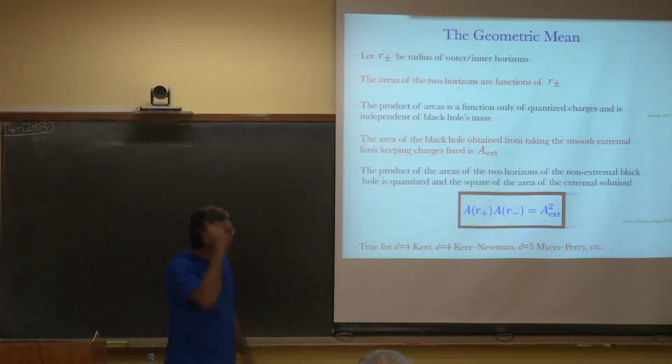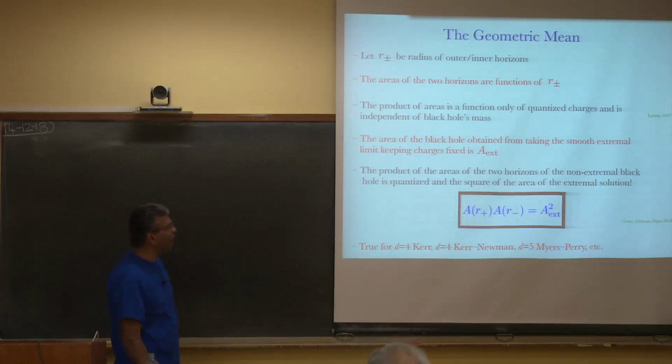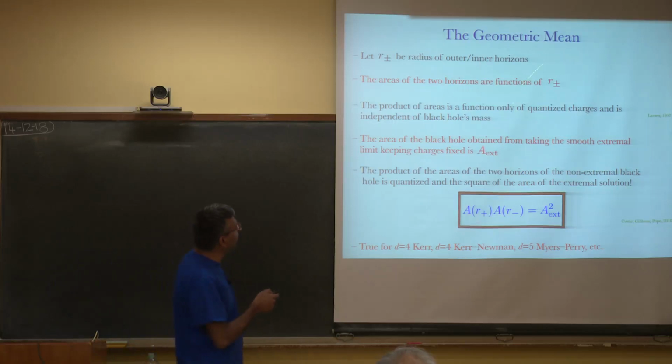Okay, so an observation which was due to Finn, who was here earlier this week, was that if you take the product of the areas, it's a function only of the quantized charges, and it's independent of mass. So I'm going to, for notational reasons, denote the inner and the outer horizons by r plus and r minus. And the areas of the two horizons will be functions of r plus and r minus. And the area of the extremal black hole I'll call AX. And if you take the product of the two areas, you'll find that the extremal black hole's area is a geometric mean of the outer and inner horizons for a family of black holes that correspond to moving away from the zero temperature limit.